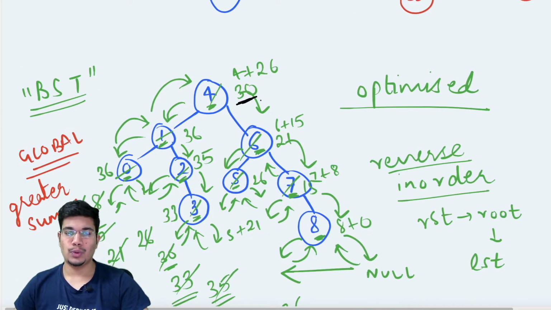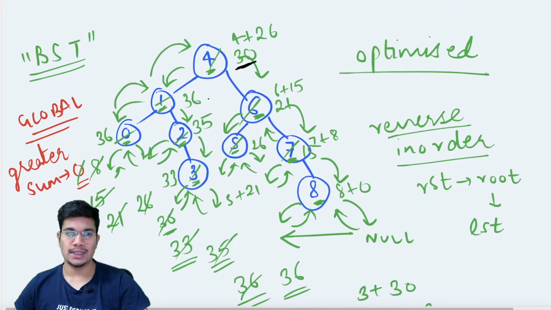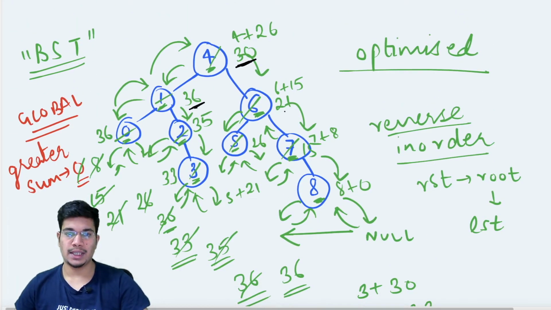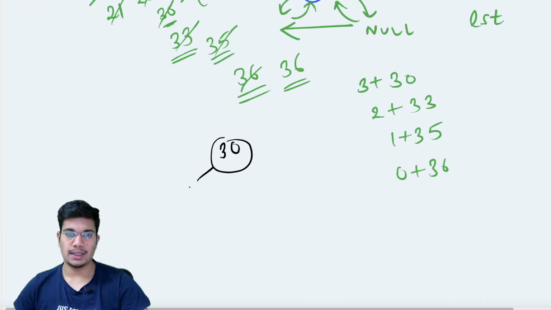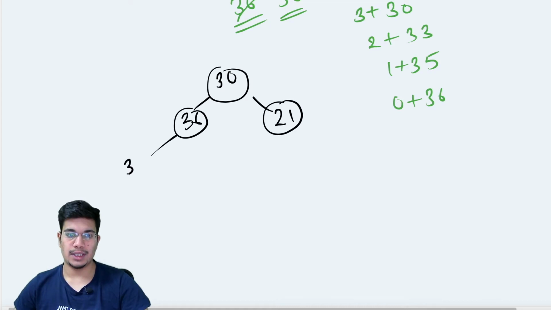Okay, so first we have the root node as 30. Let me just create it simultaneously. We have 30 as the root. Then towards its left, we have 36, and towards its right, we have 21. Then for 36, towards its left also we have 36, and right is 35. So this is something like this, 36 and then 35.